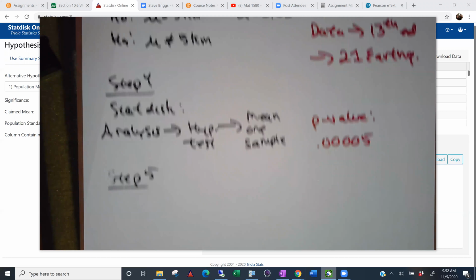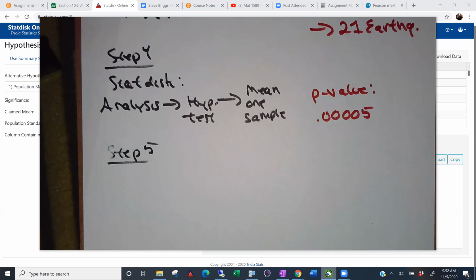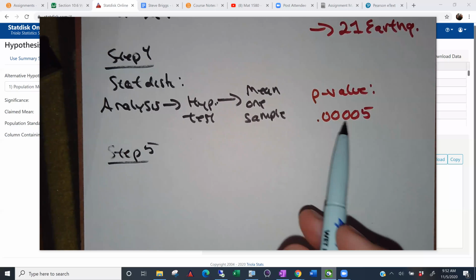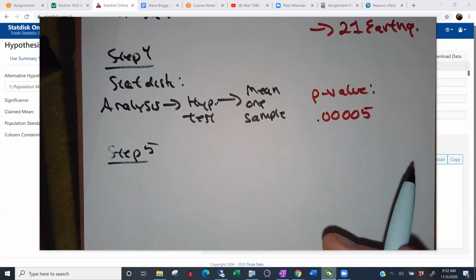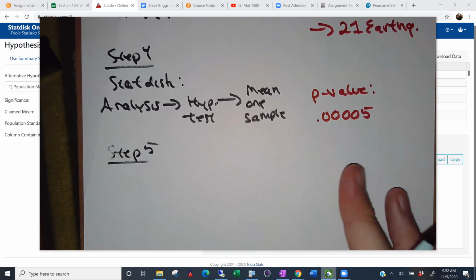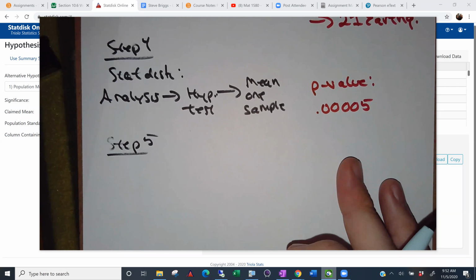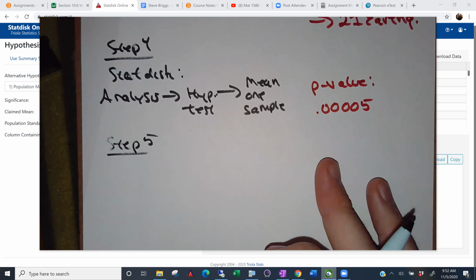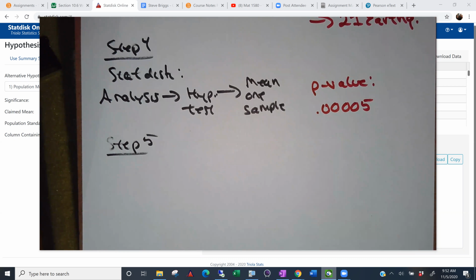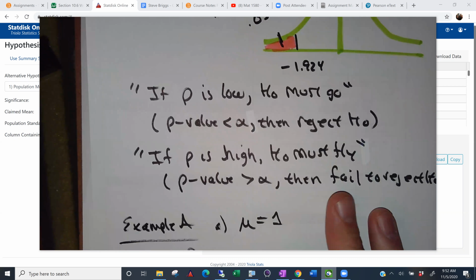And that brings us to step 5. What's that p-value tell us about our null hypothesis? Somebody I haven't heard from this morning yet. What are we going to get there? Just to remind you, here's our decisions. Here's our possible decisions.